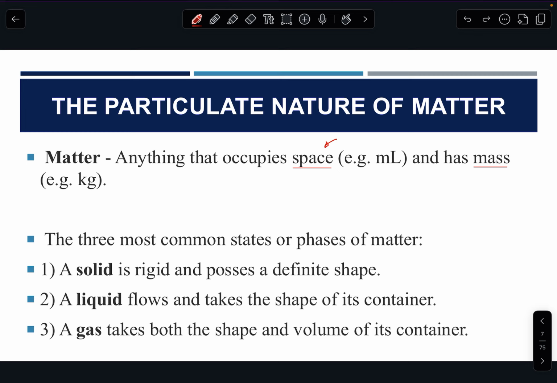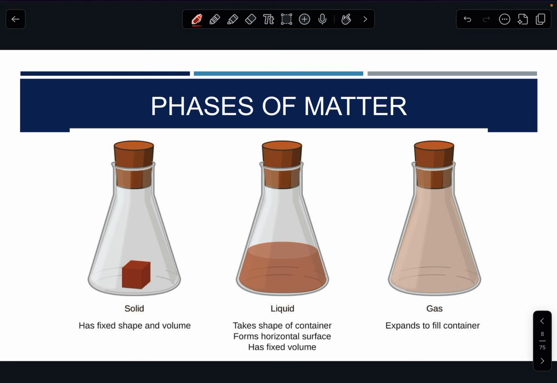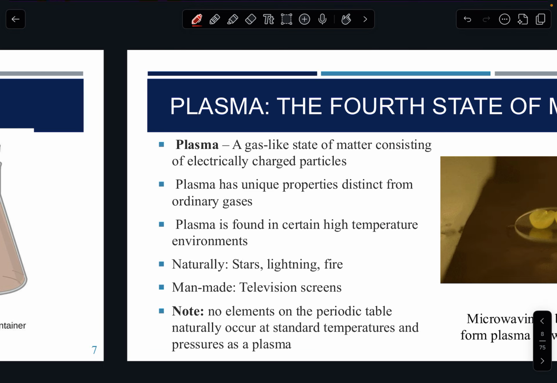And of course, you guys are familiar with the different states of matter. You have a solid, a liquid, and a gas. Solids are rigid and they have a definite shape. Liquids flow and have the shape of the container that they are in. And a gas is going to take up both the shape and volume of its container. It's not going to be constrained by gravity as much as these other ones. And so when we're talking about the phases of matter, this is what they look like. Solids being rigid and small, liquids taking up the shape of the container but not the entire volume, and the gas doing both of those things.